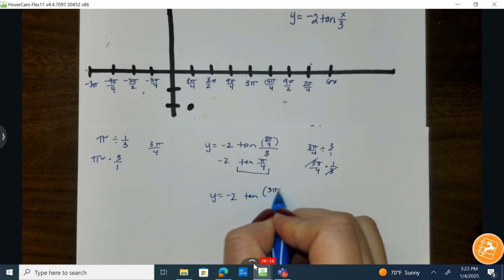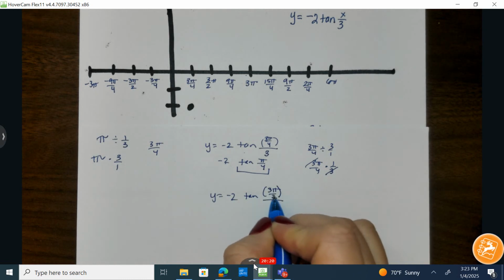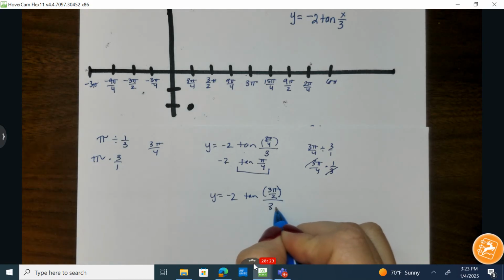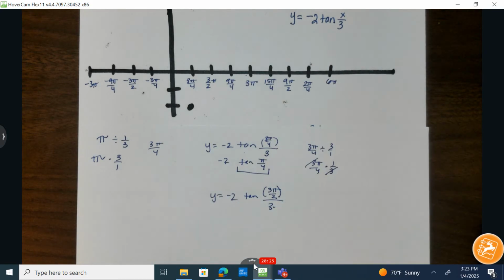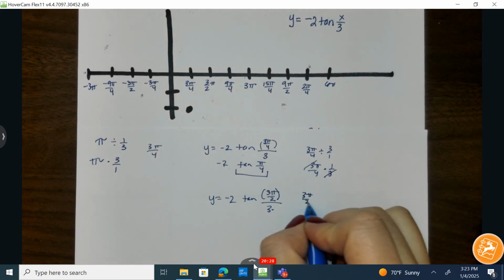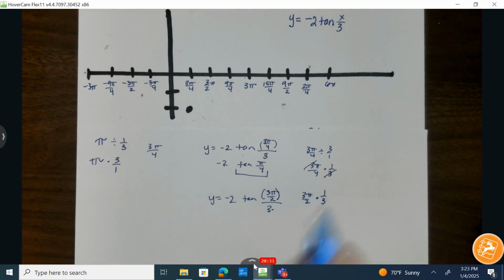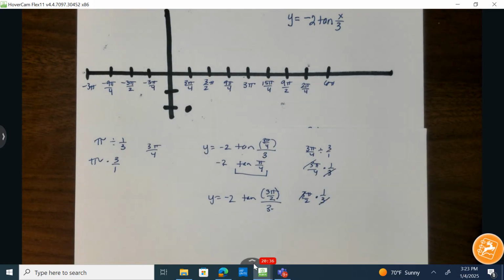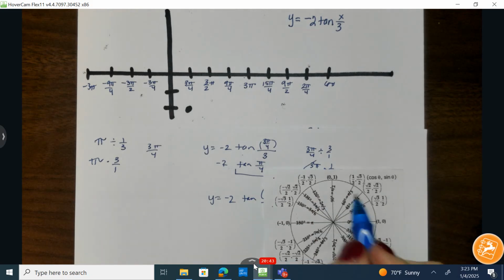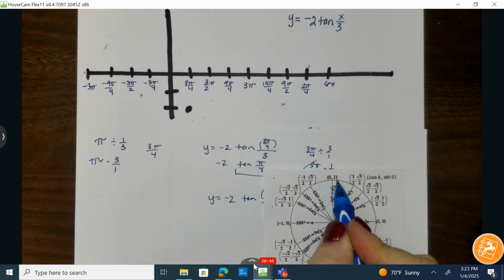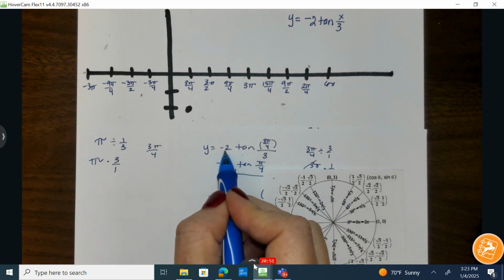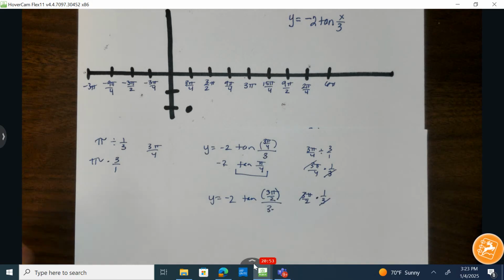So on top, I have 3 pi over 2, and then I'm going to divide it by 3. Now, why am I choosing 3 in the bottom? We can see if that's what we are provided. So 3 pi over 2, and again, I would write down divided by 3, and then I'm going to multiply it by the reciprocal. So what happens? I end up with pi over 2. Okay, so at pi over 2, let me bring this back here. At pi over 2, the sine divided by the cosine, well, 1 divided by 0 is undefined, and if I take undefined and multiply it by -2, I still get undefined.